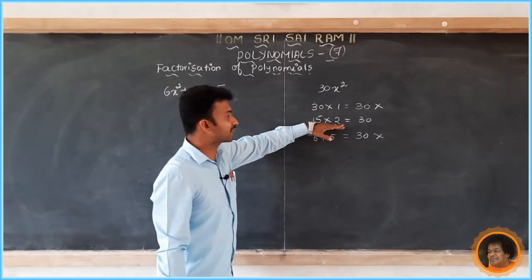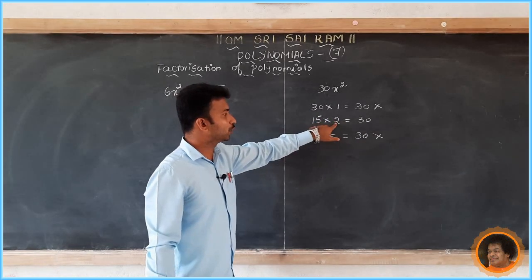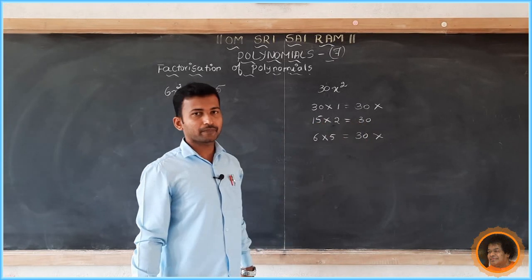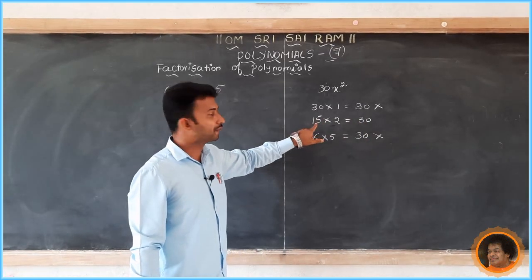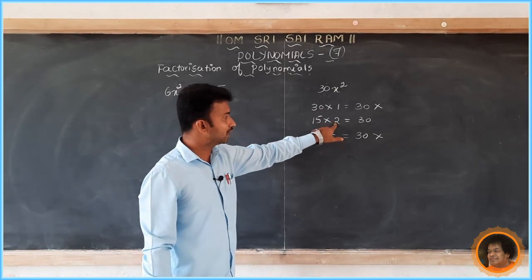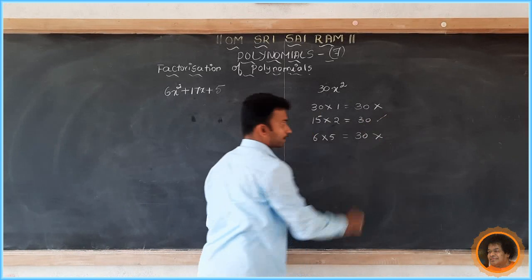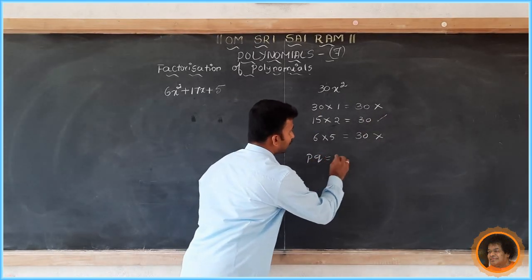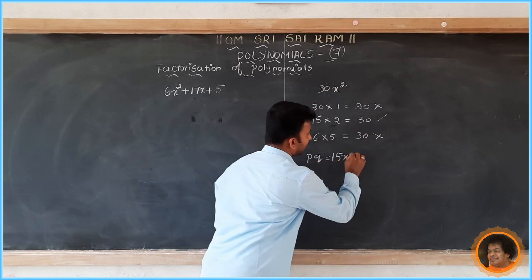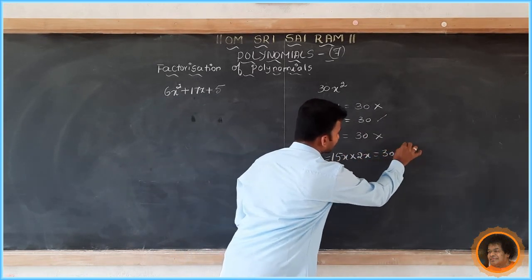Next we have the last set of factors, 15 into 2 is equal to 30. What about the sum of both? 15 plus 2 is equal to 17. So this is the best pair. Let us consider P into Q is equal to 15x into 2x is equal to 30x square.